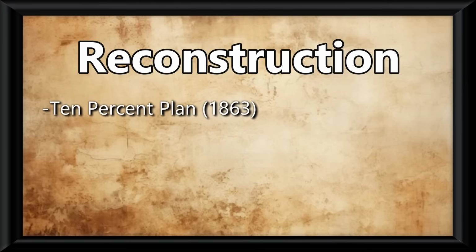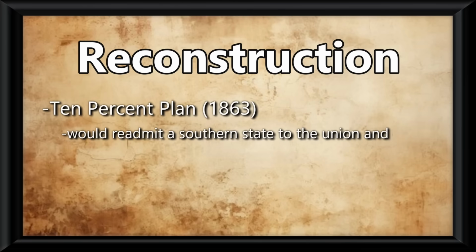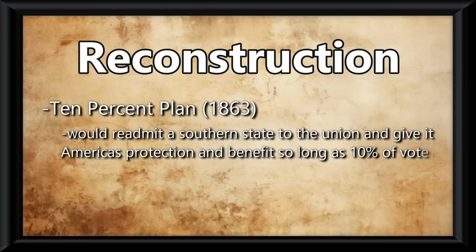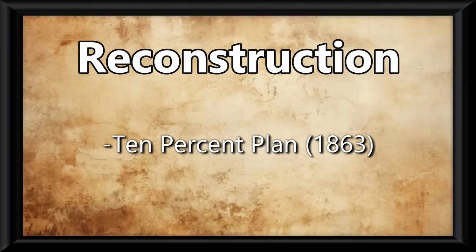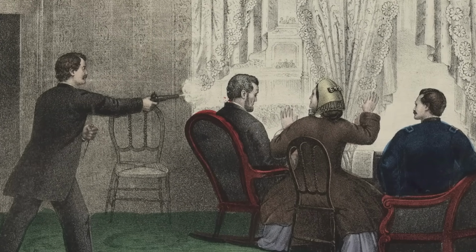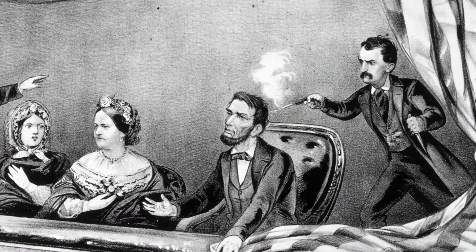Originally during the war, Lincoln issued his 10% plan that told the South he would readmit a southern state to the Union and give it America's protection and benefit so long as 10% of the voters pledged loyalty to him. Lincoln's plan aimed to be lenient and avoid punishing the South, focusing on restoring the Union quickly. But then Lincoln had to go and die in 1865 by John Wilkes Booth, which upset quite a bit.